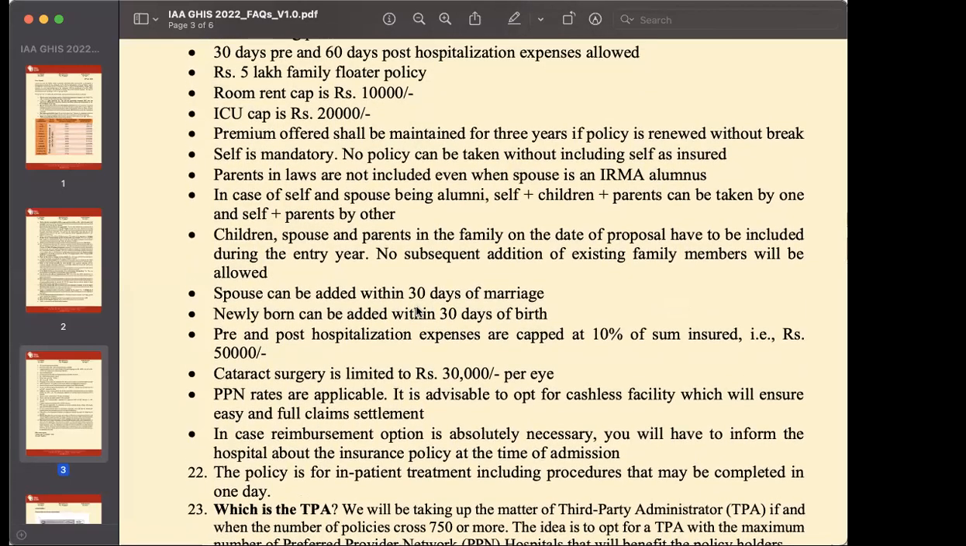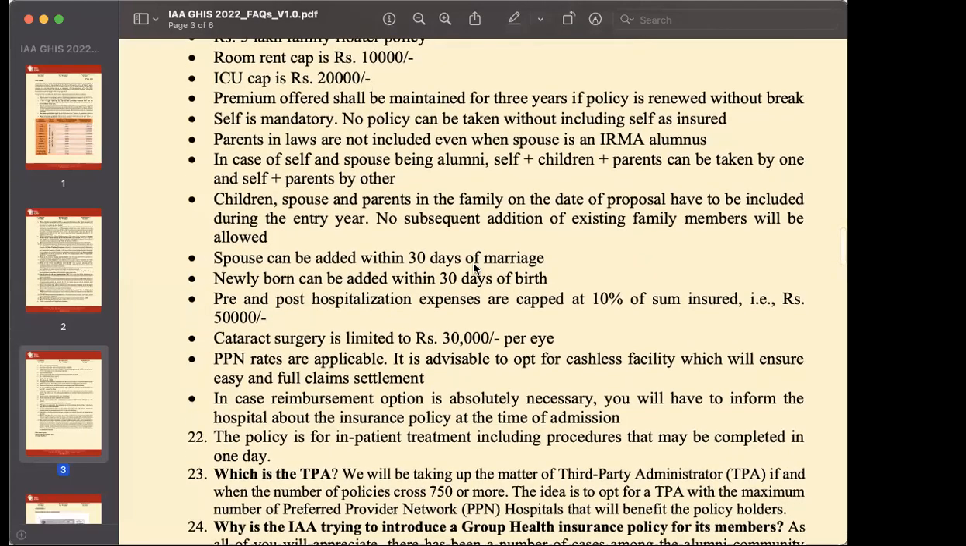Absolutely happy to clarify. See, the ICU cap is 20,000, which means 20,000 per day for ICU can be taken up. It depends on which kind of hospital we are looking at. So if we are looking at an expensive hospital, it can be much more than that. But the maximum amount that the insurance company will give to us is 20,000 per day.